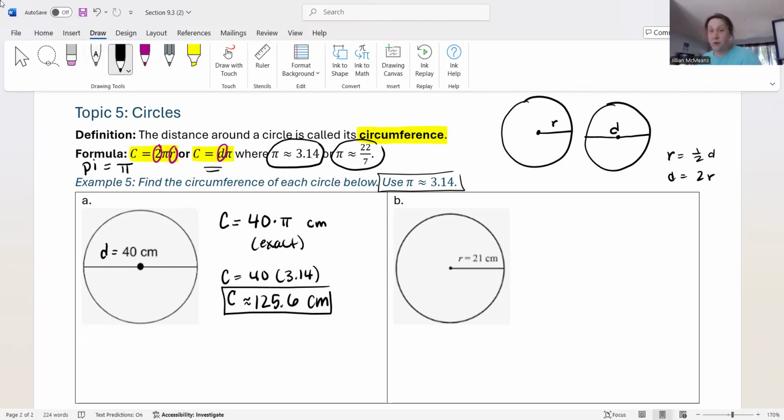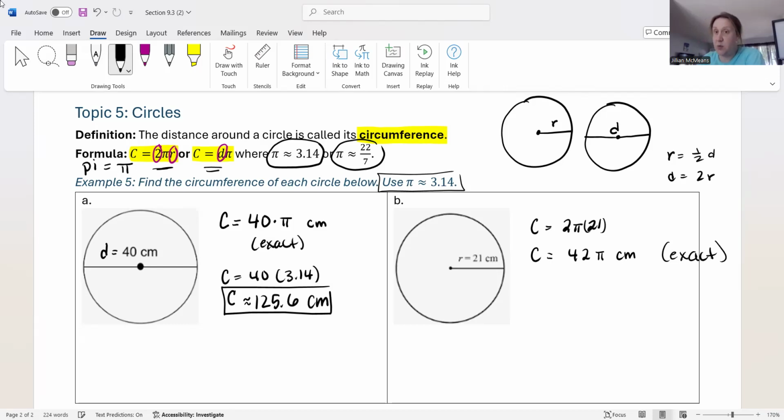Okay? Now for part B, same thing. The difference here is we were given the radius instead of the diameter. So I'm going to use the formula that involves the radius. The circumference equals 2 times pi times the radius, which is 21. If I clean it up a little bit and take 2 times 21, I would get 42 times pi. And again, we're using centimeters. So this would be my exact answer.